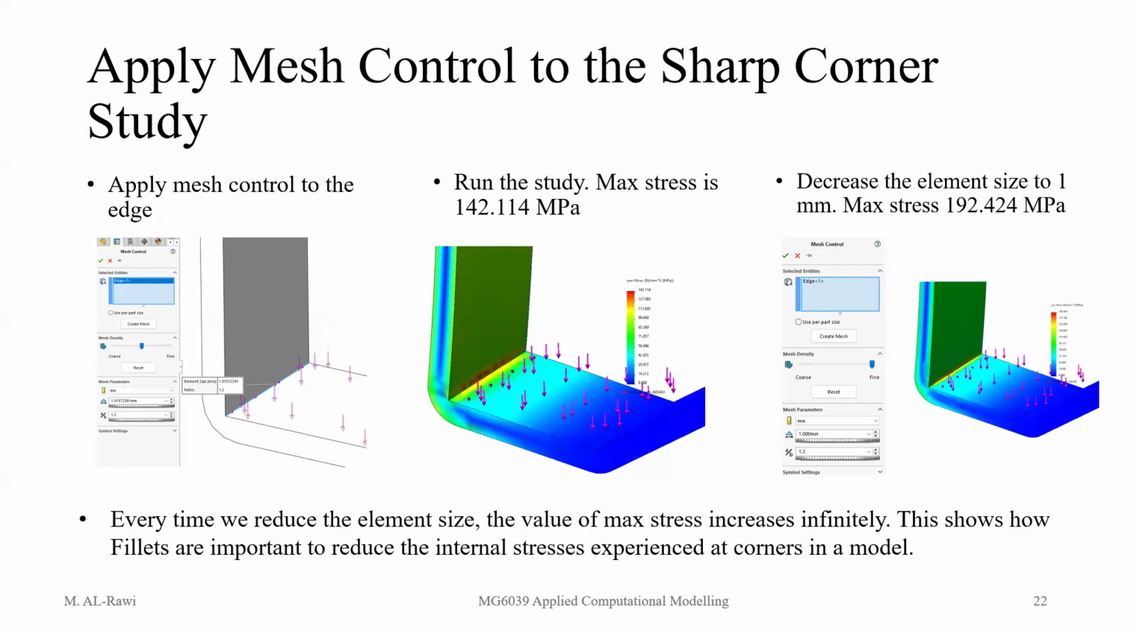So definitely, if we continue with this, every time we reduce the element size, the value of maximum stress increases. Definitely, this shows how fillets are important to reduce the internal stress experienced at corners in a model. Very important to use those fillets. Otherwise, we'll be going nowhere. Right.